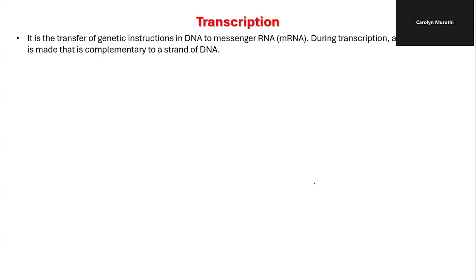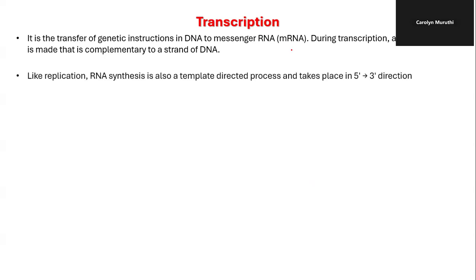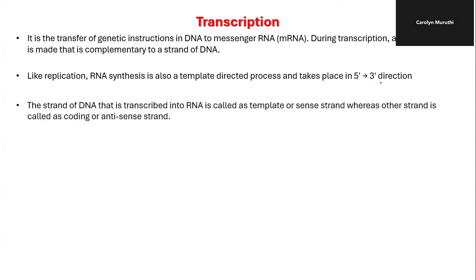So let us look at transcription, and this is a transfer of genetic instructions in DNA to messenger RNA. During transcription, a strand of mRNA is made, and it has complementary bases to a strand of DNA. Like in replication, synthesis of RNA takes place in the 5' to 3' direction. The strand of DNA that is transcribed into RNA is called the template, whereas the other strand is called the coding strand.